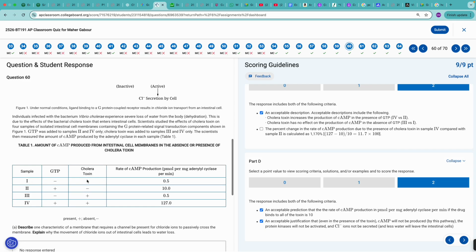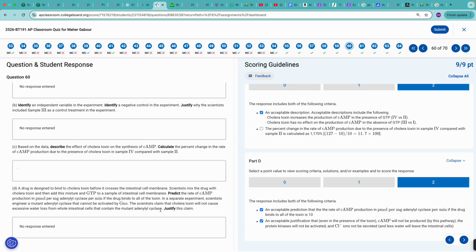What's it called? Wait. Predict the rate of cyclic AMP. Wait one second, guys. Guys, I don't know what's wrong with me. I'm so sorry. They literally told you that they added GTP.